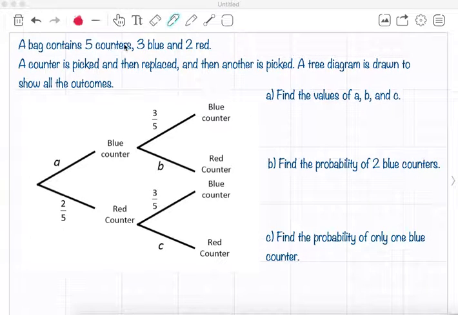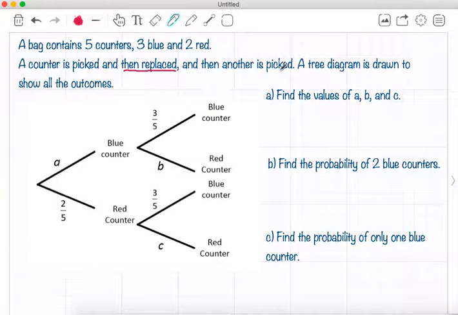In this video, we're just going to introduce tree diagrams. So you might want to take a minute to look at this. A bag contains 5 counters, 3 are blue and 2 are red. And a counter is picked and then replaced. And that's going to be important for this question, the fact that we replace the counter.